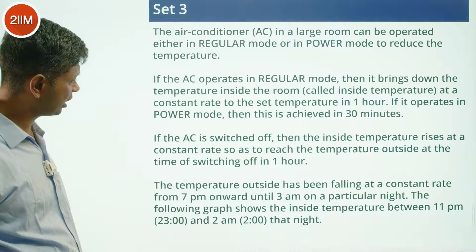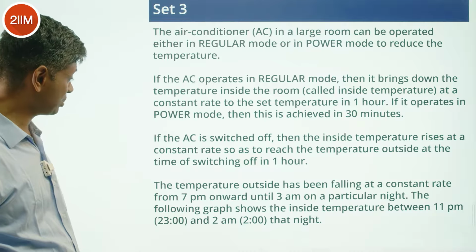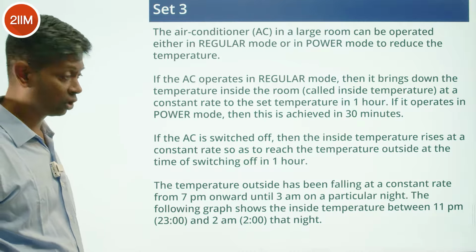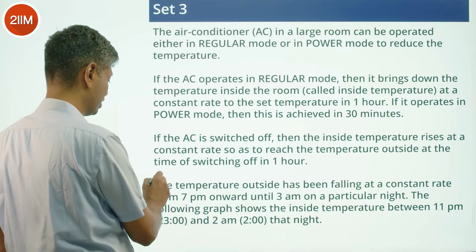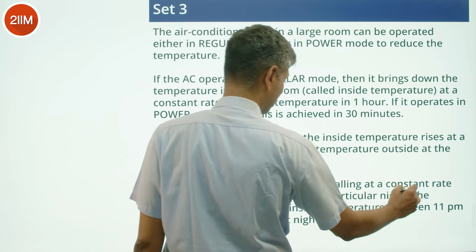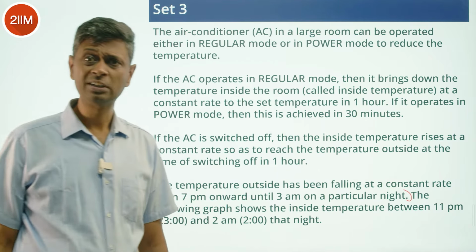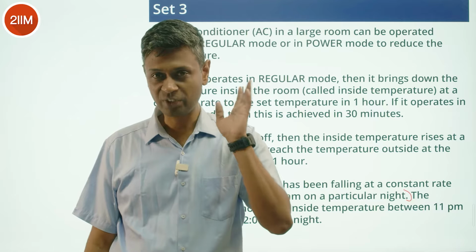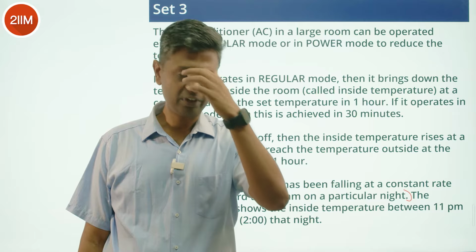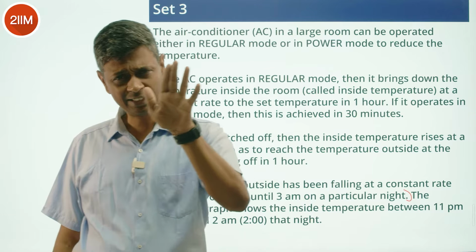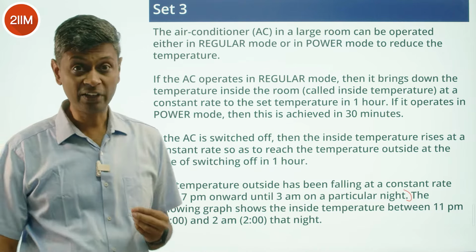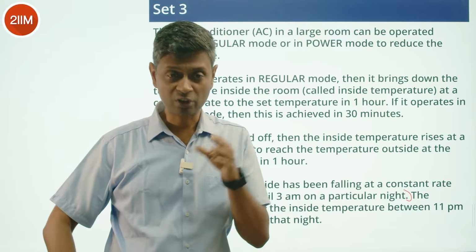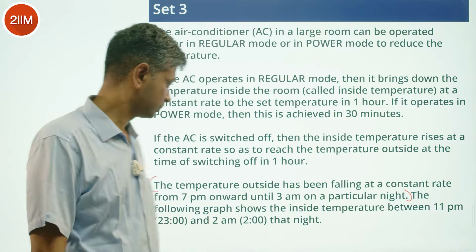The temperature outside has been falling at a constant rate from 7 p.m. onward until 3 a.m. on a particular night. When I simply didn't understand this, I had to read this segment a bunch of times. Why are we talking about a rate? It's like the evening cools from 7 to 3, temperature drops. For simplifying, we've assumed that it drops at a gentle, consistent rate, maybe half a degree per hour or 0.6 degrees per hour. Slowly it reduces.